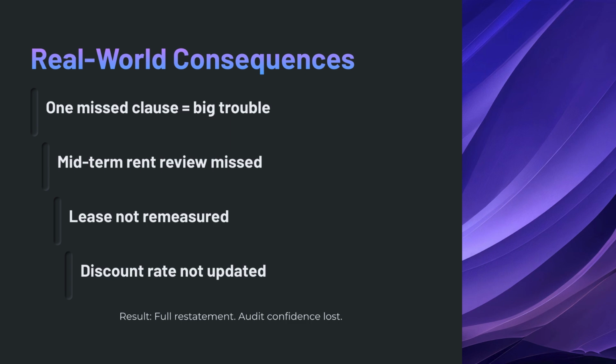A lease with a mid-term CPI rent review. The finance team had modeled it as flat throughout. So, when the uplift took effect, the remeasurement was missed. And the discount rate wasn't touched. Not because it should have been, but because the liability update never happened. The result? A full recalculation during audit. Time pressure, reputational stress, all because of one missed trigger.